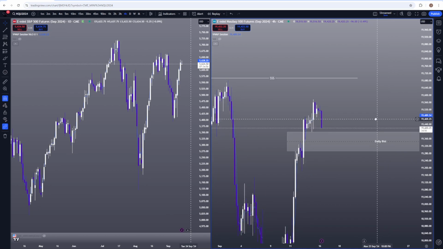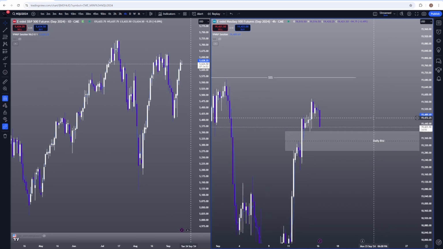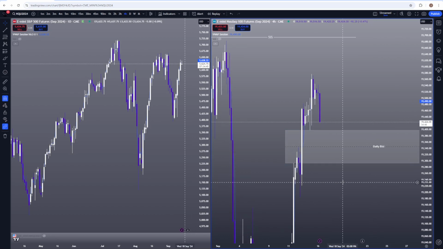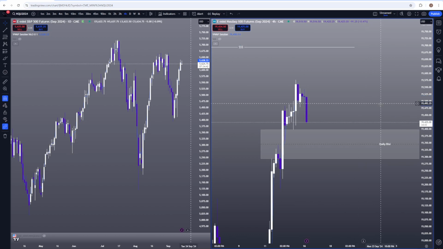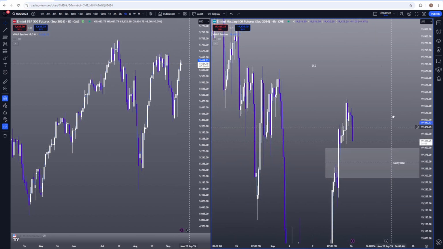Well, it'd be assuming that we don't have any fundamental reasons that price is going to drop, like news or data release, where we have negative news or a negative data release, which drives price lower. That could be one reason that we see price dropping. Ultimately, we want to see price coming back up to these highs. We want to see continuation of this bullish trend.